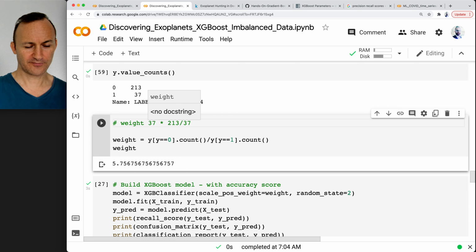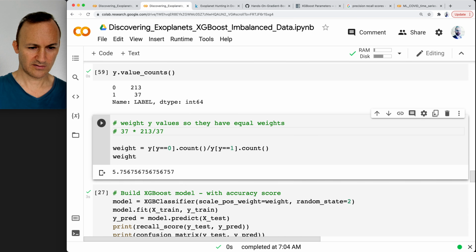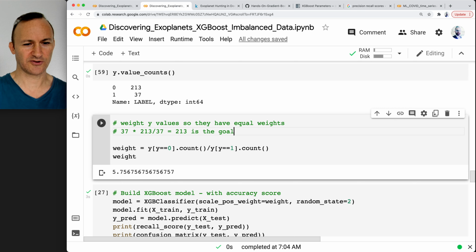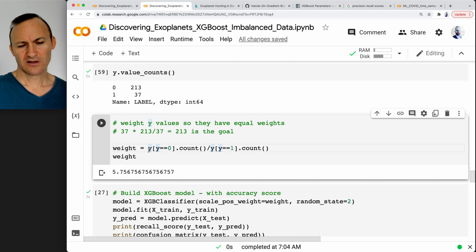So you could say the y values are not equal, so they have equal weights. And this is the goal, that you set it equal to 37. I'm sorry, 213. I mean, you can change. The reason why I put it like this and don't write 213 divided by 37 is because, oh, there's one other thing. You may need to make it an integer. I guess I didn't need to, but you could have like 2,000 rows and you're going to get different results.